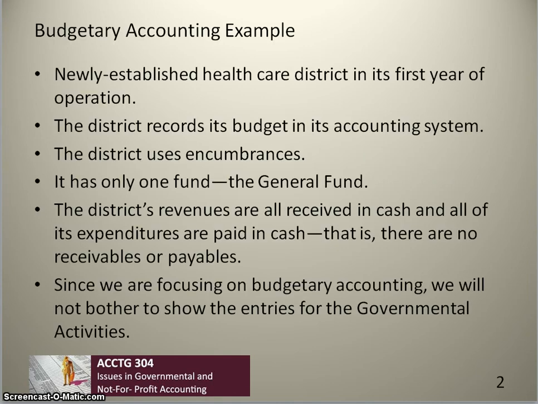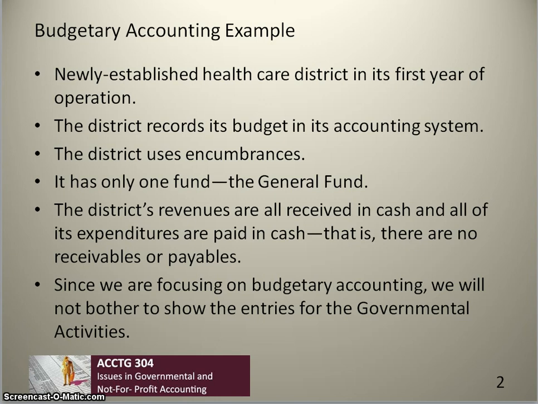In our rather simple example here, we have a government which is a newly established healthcare district in its first year of operations. So this means at the beginning of the year, it had nothing on its balance sheet. The district does record its budget in its accounting system. It does use encumbrances where appropriate. It has only one fund, the general fund.